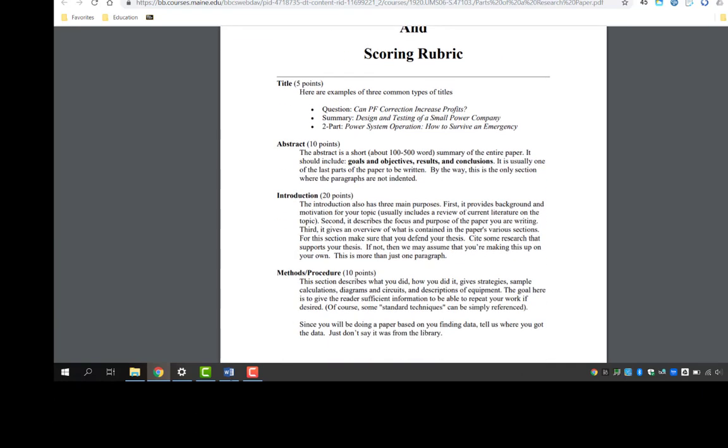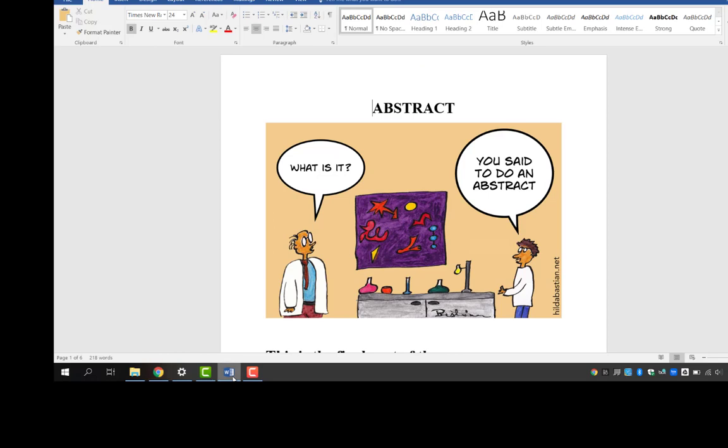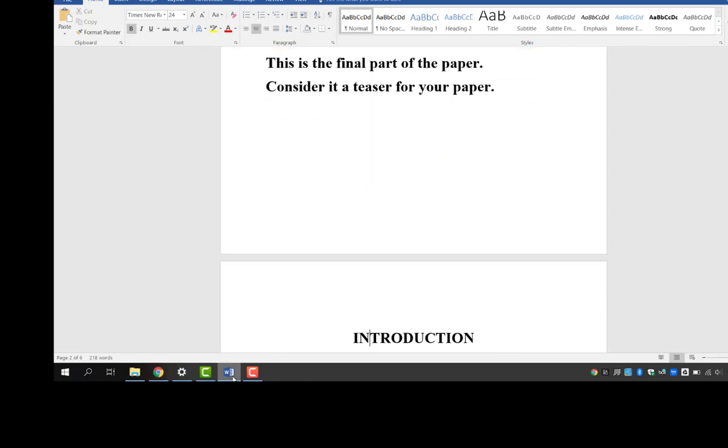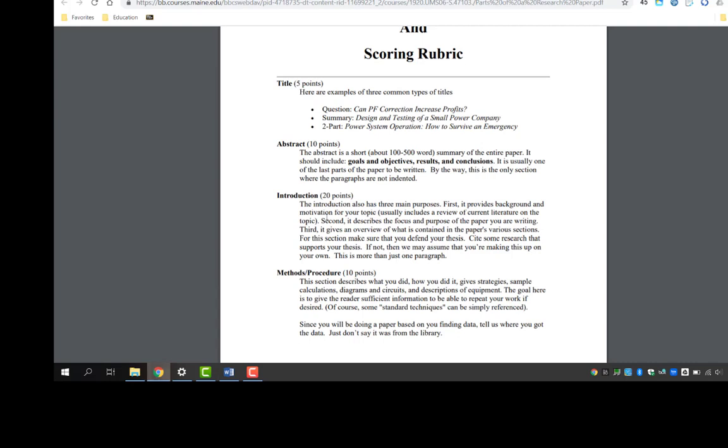So I'll go to this sheet here, and the abstract is a section that should be done at the final part of your paper, and is considered a teaser for your paper. So when you look at the explanation here, you give us the goals, objectives, results, and conclusions. It's about 100 to 500 words. You don't have to put 100 words.